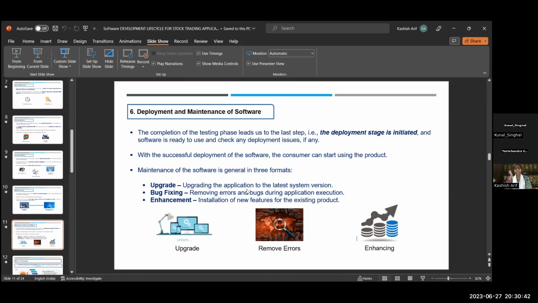Upgrade means upgrading the application to the latest system version. We can upgrade functionality from time to time for our software. Bug fixing means removing errors and bugs during application execution. Enhancement is the installation of new features for the existing product.